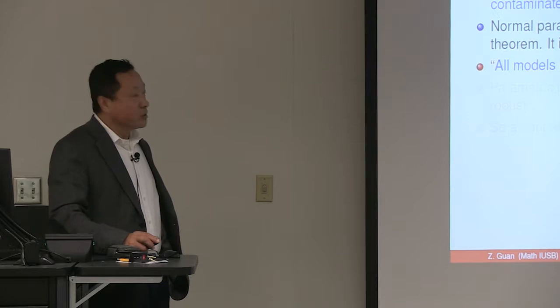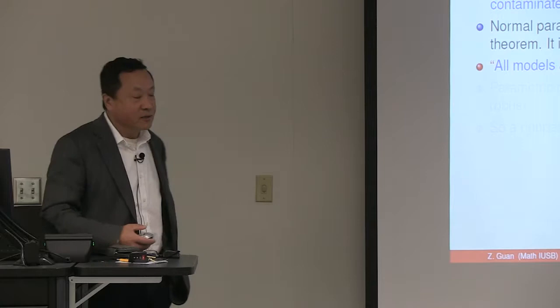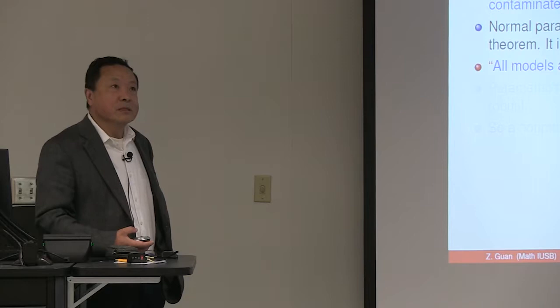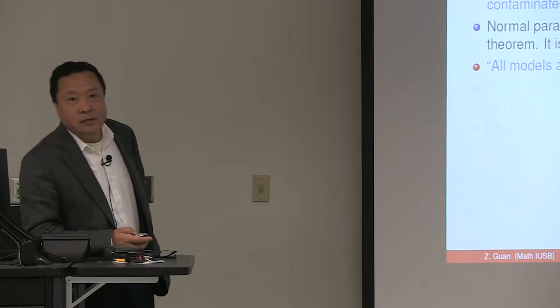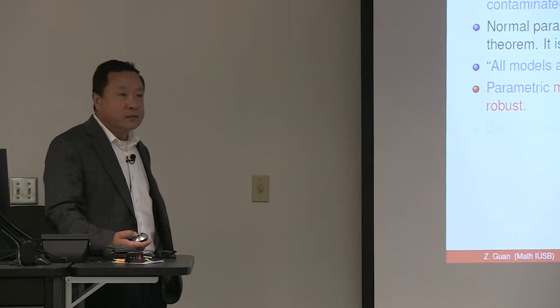This is the very famous comment that all models are wrong. I don't know whether it is true in other areas, but in statistics, it's really true. But some models are useful, so people choose those useful models. The big problem of parametric models is robustness. It is not robust.